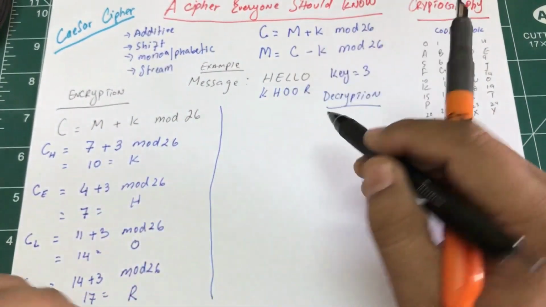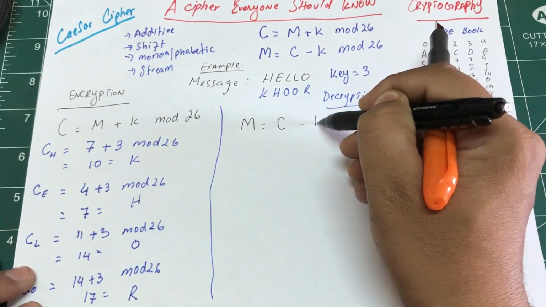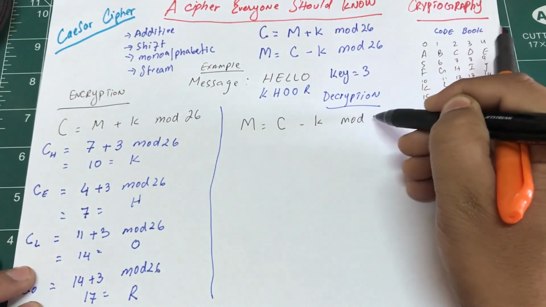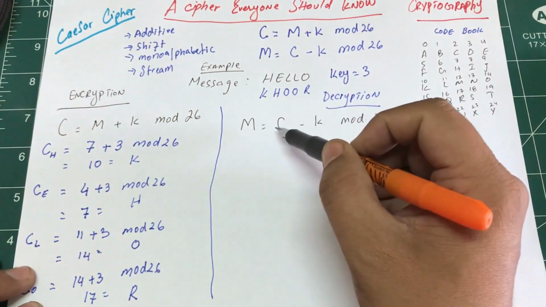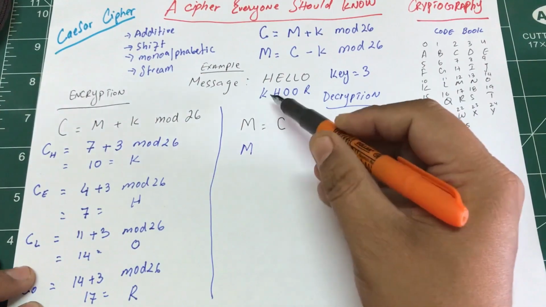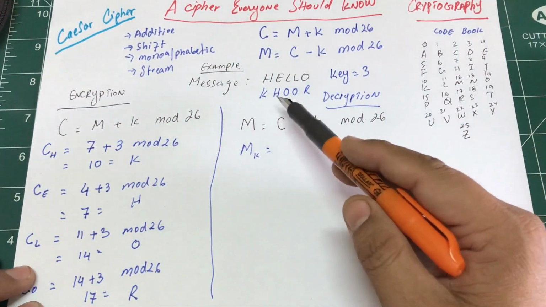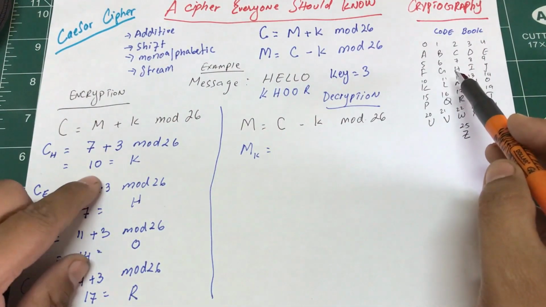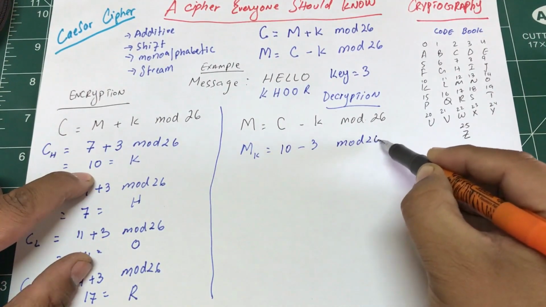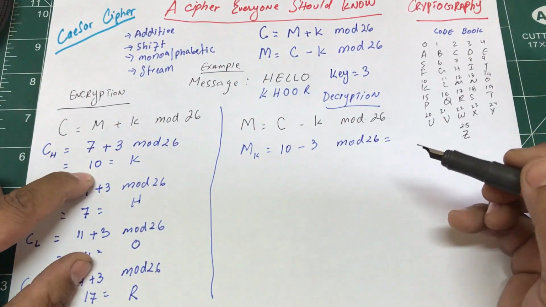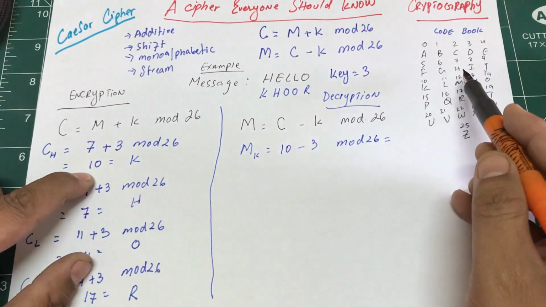So now I want to decrypt this message. So this is going to be C minus K mod 26. This is the definition. All right. So if I want to get my message back, what do I need to do? I want to get what K stands for. So my ciphertext was K. The value of K was 10. So 10 minus 3 mod 26. So that turns out to be what? 10 minus 3 is 7. 7 mod 26, I'll get 7 back. So this is H.